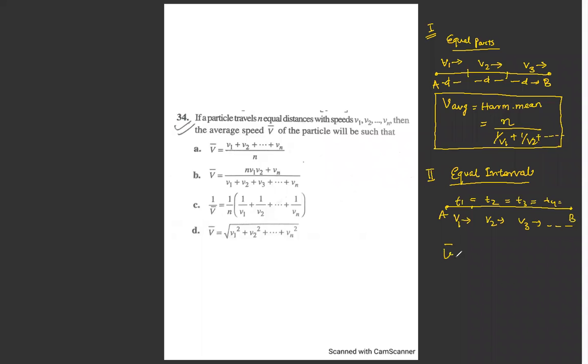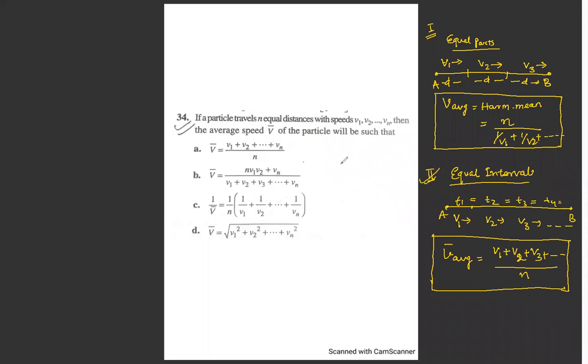In that case the average velocity is calculated as the arithmetic mean: V1 plus V2 plus V3 divided by n. So just keep these two results in mind so that we can do the questions.